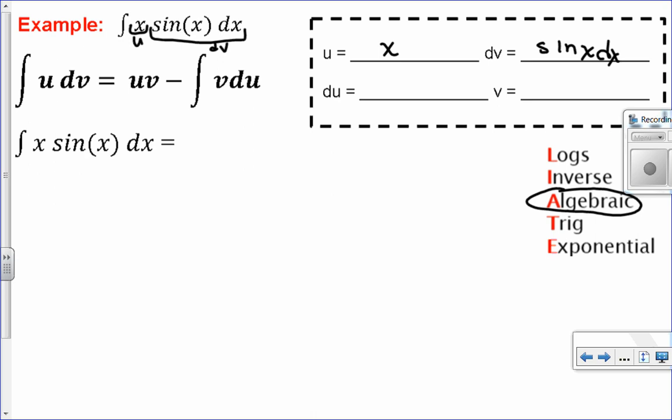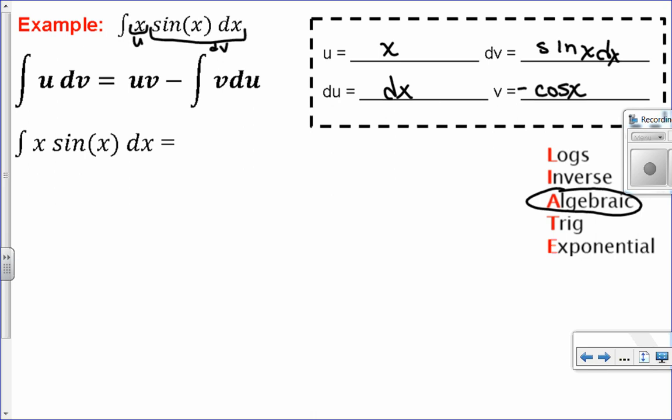Okay, so now I know u is x. So I'm going to take the derivative of u, which is just 1 dx, or just dx. If I have dv is sine x dx, I have to ask myself, the integral of sine x. You have to say, what function has a derivative that is sine? Well, the derivative of cosine is negative sine x. So if I want it just to be sine x, I'll call v negative cos x.